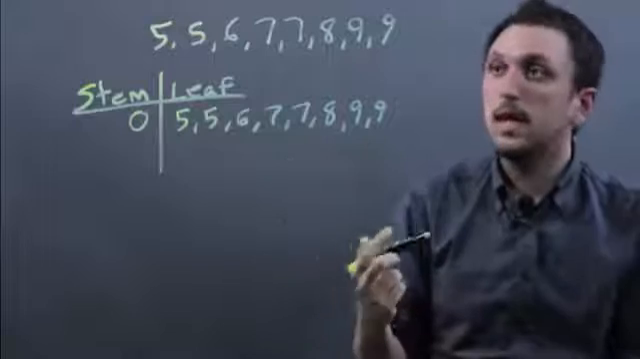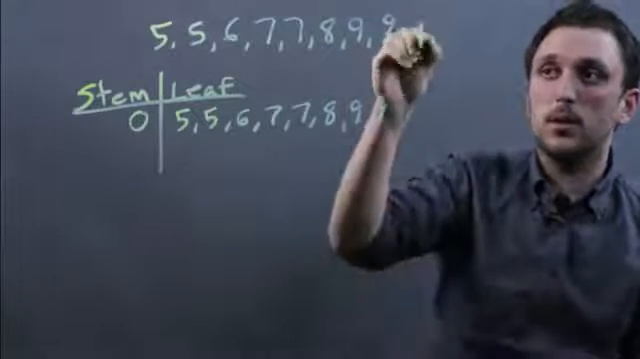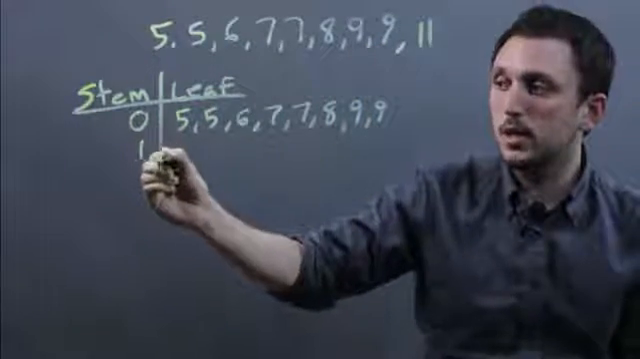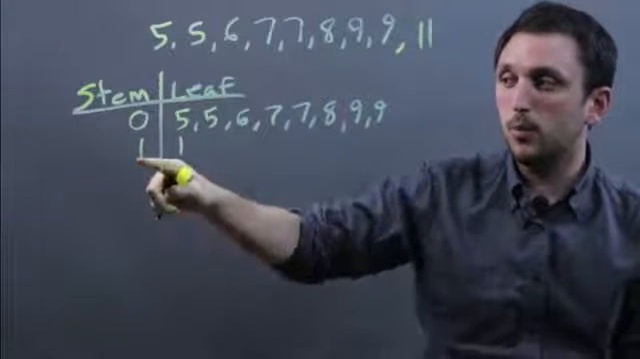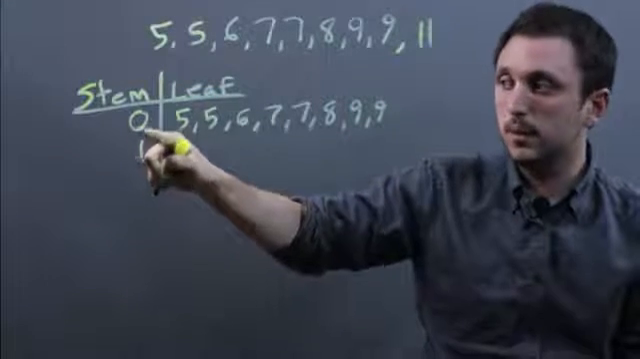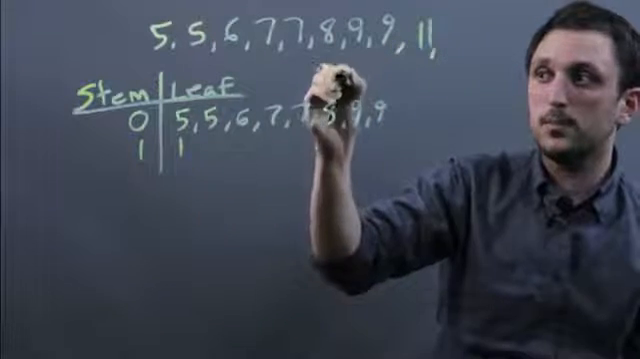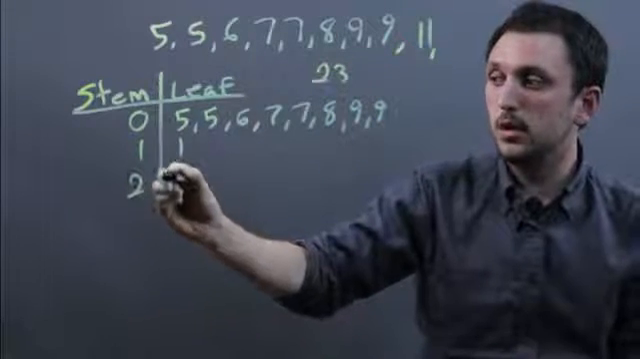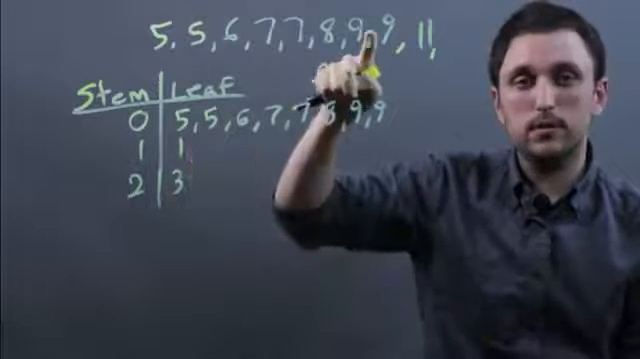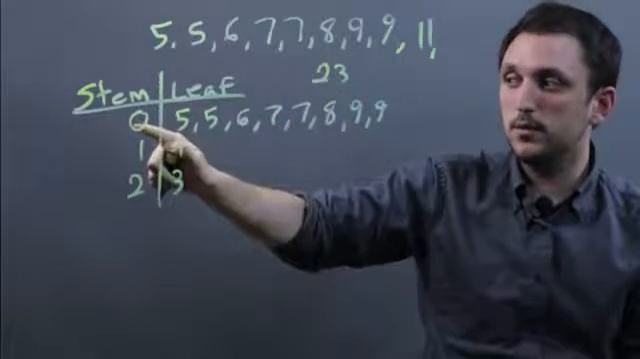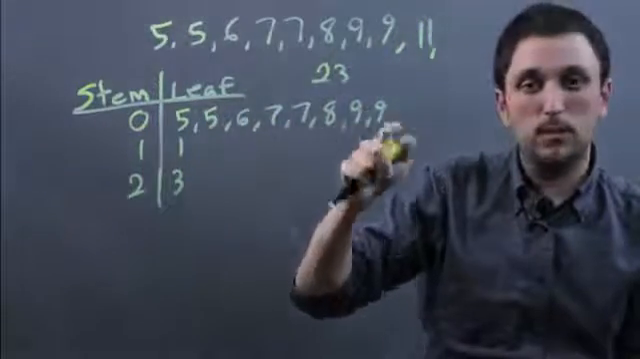and so on. If for some reason you then had the number 11, then you would put a 1 here and a 1 here. So the 1 here stands for 10. The 0 here stands for no 10. If we had a 23, then we'd add a 2 and a 3. But because we're only using single digits, they're all in the 0 stem and the actual numbers in the leaf.